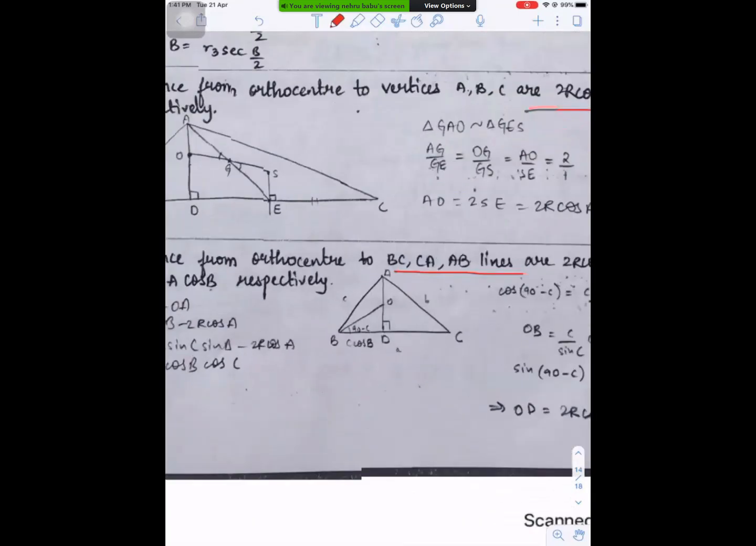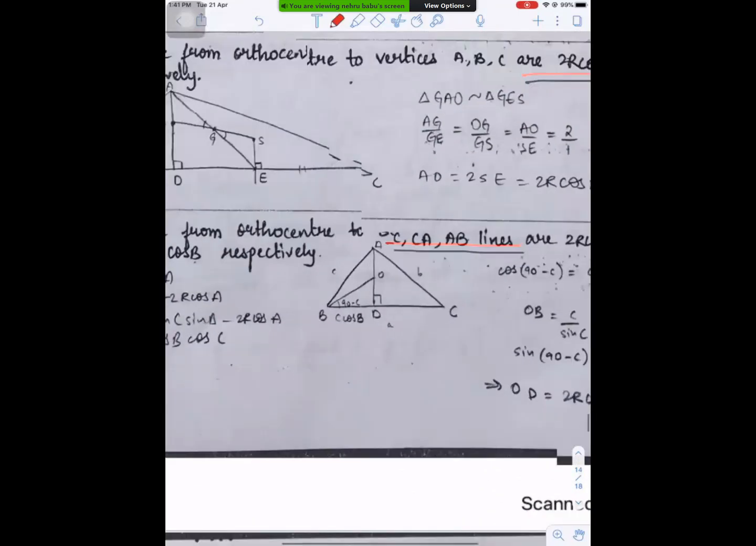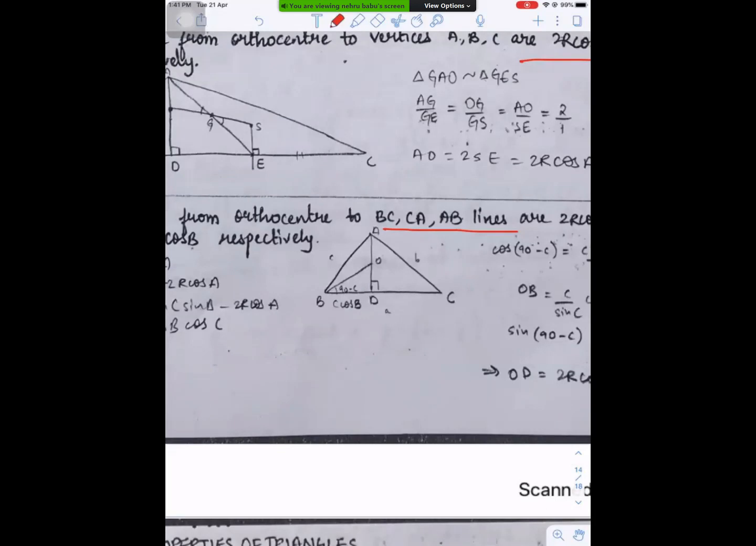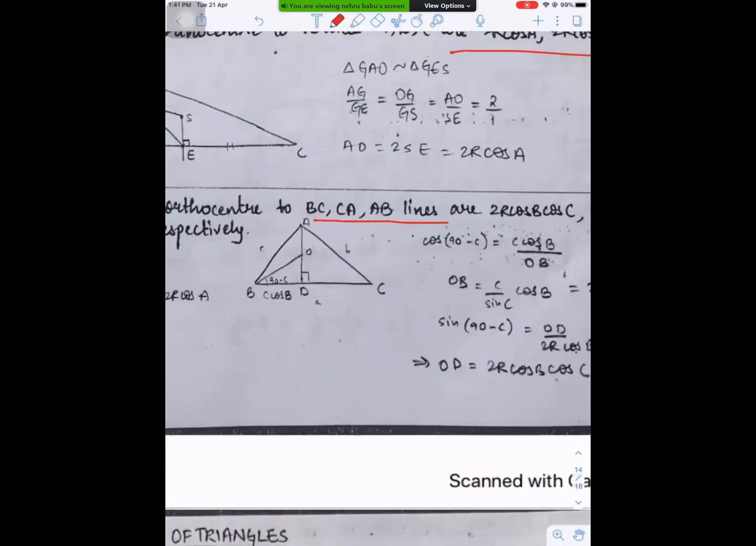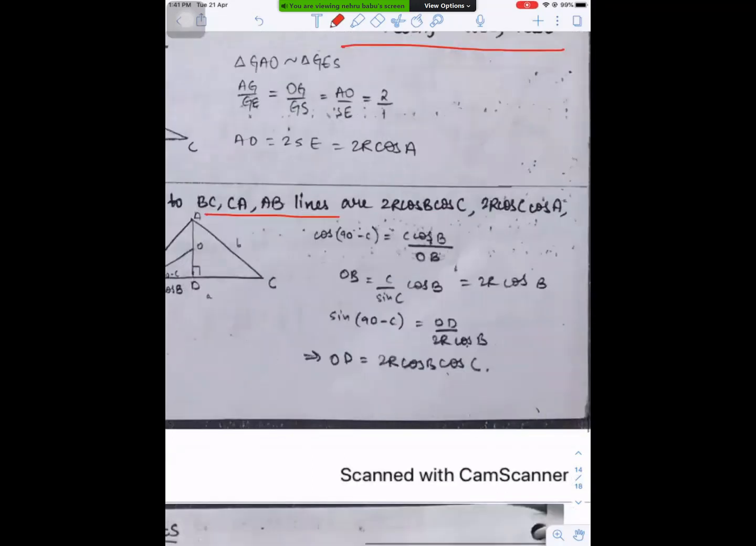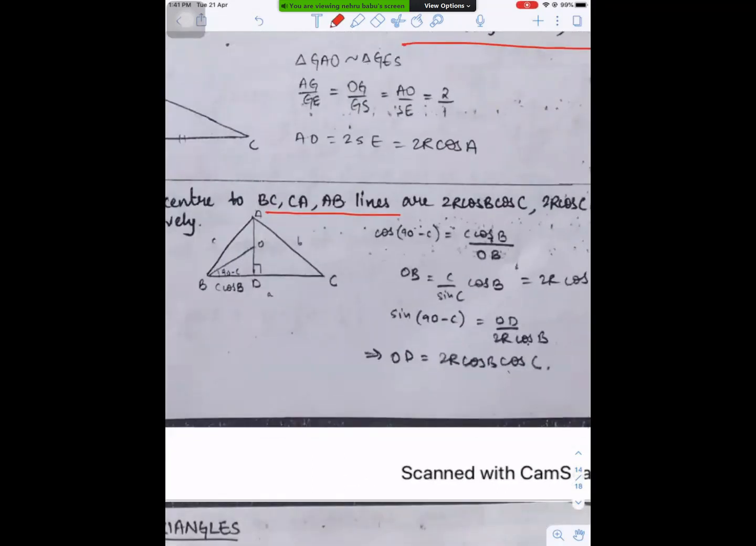For this, if you see this figure, we take triangle BOD. In triangle BOD, angle OBD is 90 minus C. So taking sin of 90 minus C, that is OD by OB. Here OB is 2R cos B. From that, we get the orthocenter to side distance.